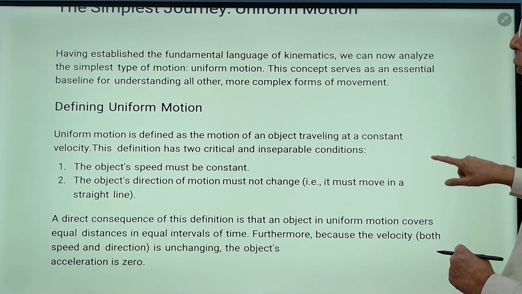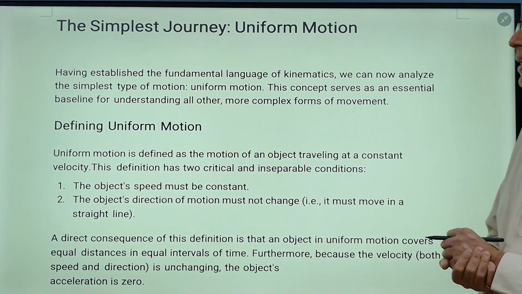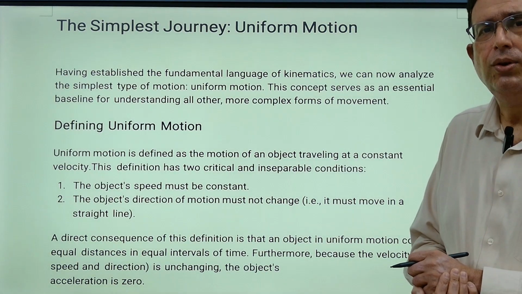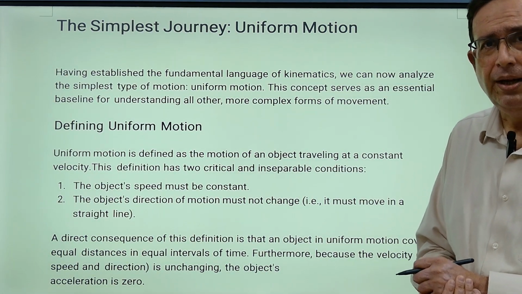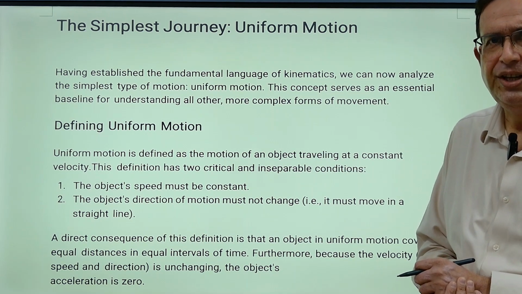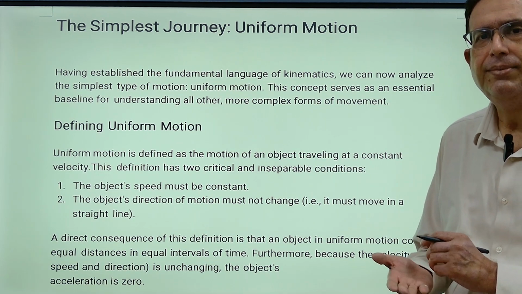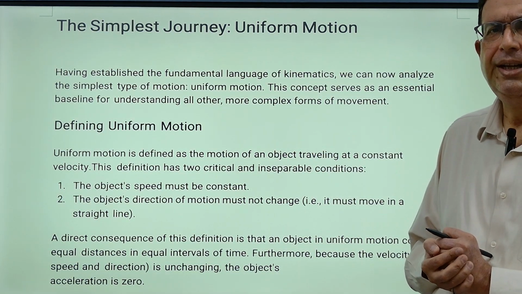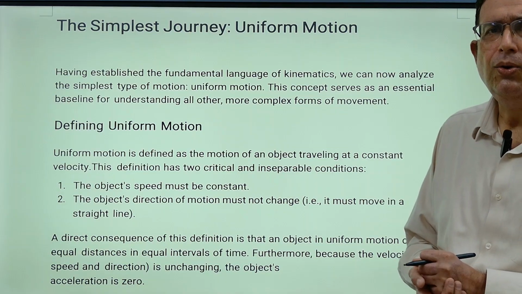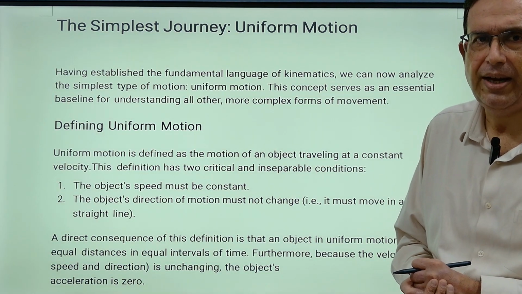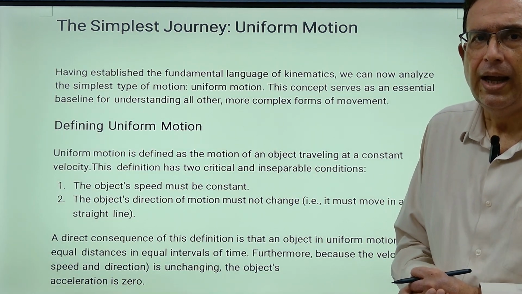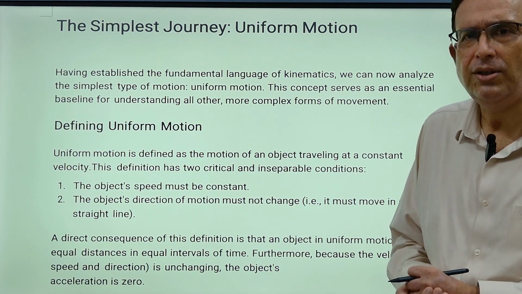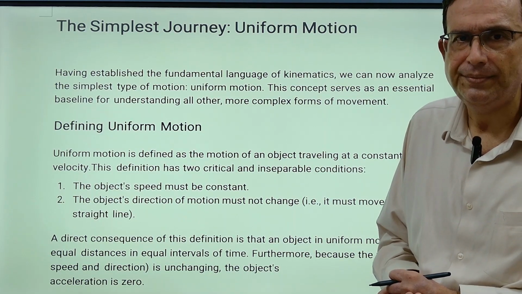So we are talking about uniform motion. A uniform motion is basically the simplest kind of motion we can talk of. The object is moving with a uniform speed. Its speed is not changing, its velocity is also not changing, so its direction is also not changing. So it's uniform motion in one dimension. The direction of the object's velocity is not changing with time, and the magnitude of the velocity is also not changing with time.